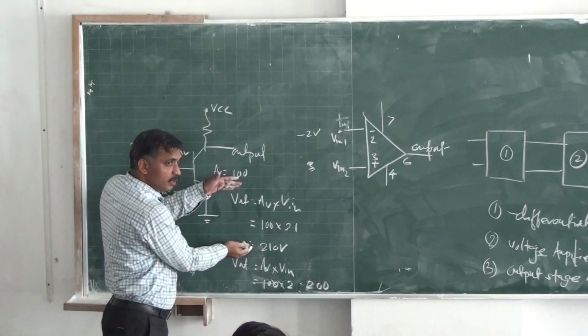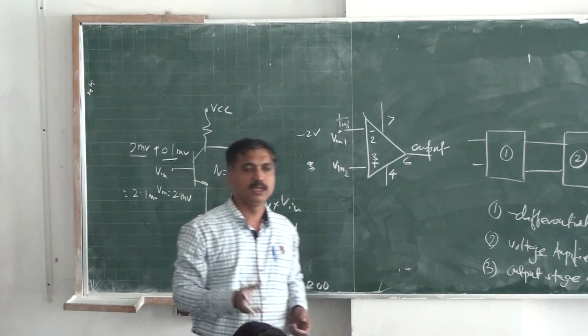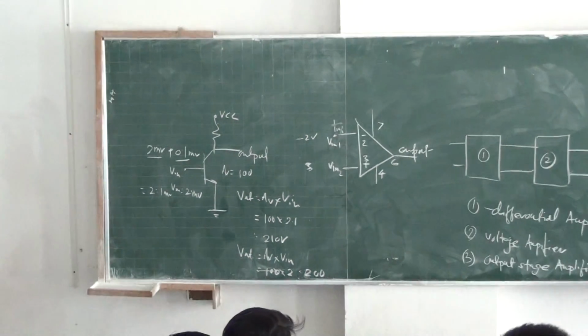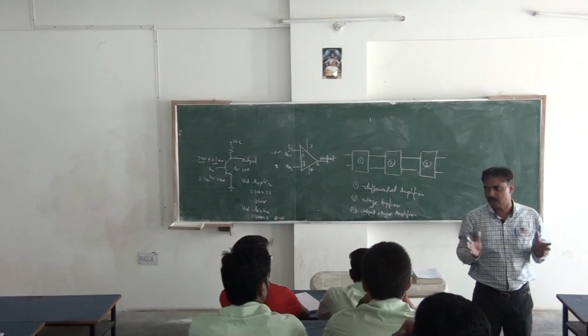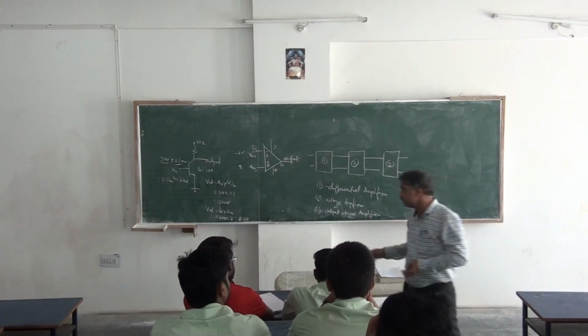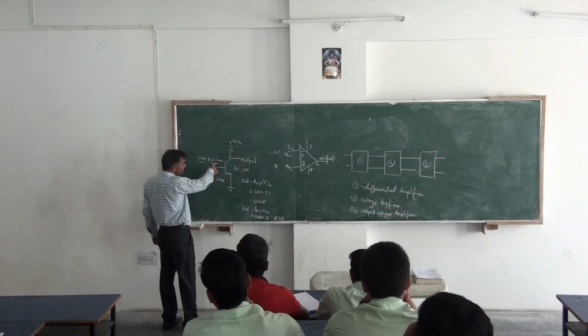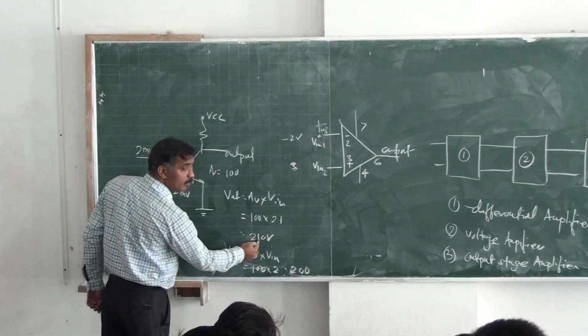In the first case, noise is also amplified. In the second case, only 200 volt is there. So the difference between the first case and the second case, that is 210 minus 200, is 10 volt, which is amplified. And this is not our actual signal which is amplified, but this is the noise signal which is added to the input terminal of this amplifier, and the signal is amplified by 10 volt extra.